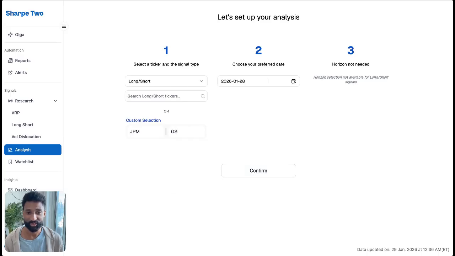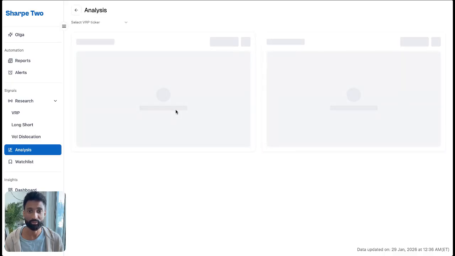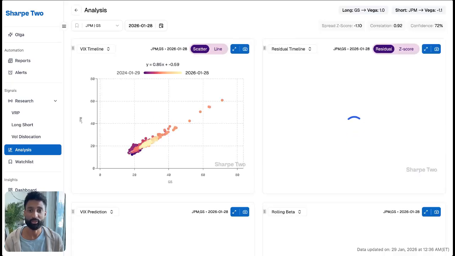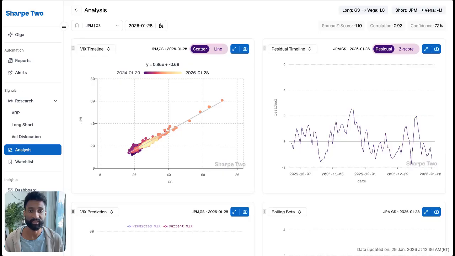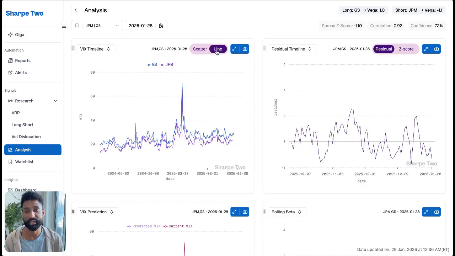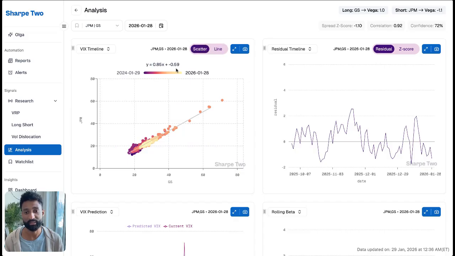Obviously, you don't need to pick a horizon because it's a long short signal. And then same idea, you will have that nice and neat dashboard that allows you to look at things the way you want to. If you want to compare over time how the implied volatility for both tickers look like, you can have a look at it through a line, potentially through a scatter.